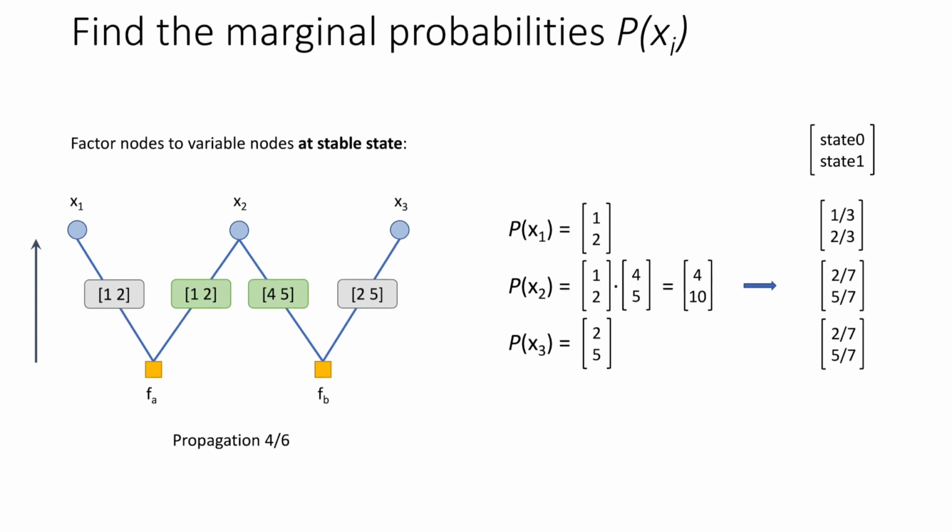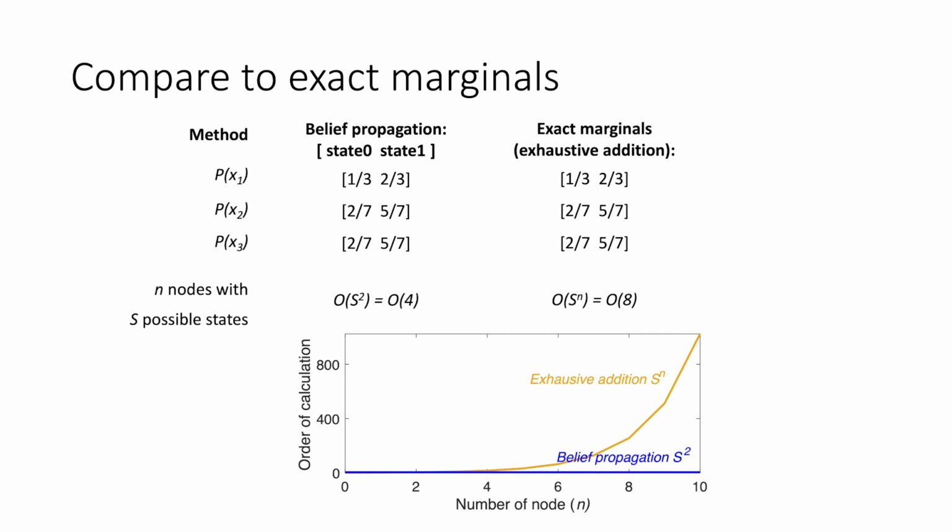Now, let us compare our results to the exact marginals calculated earlier. Comparing with the result from the exhaustive addition method, we see that belief propagation gives the correct marginals, while the order of calculation is only the number of possible states squared. As the plot shows, the belief propagation method does have significant advantages as the number of nodes increases, while preserving the accuracy of the result.